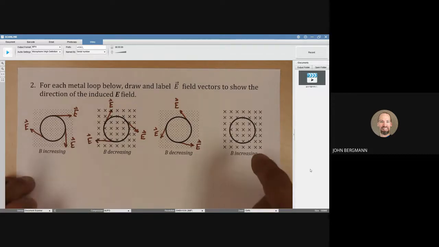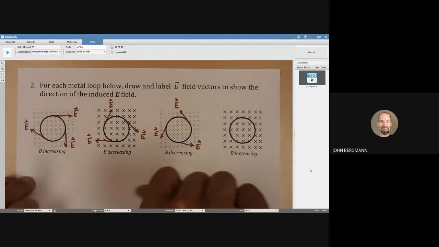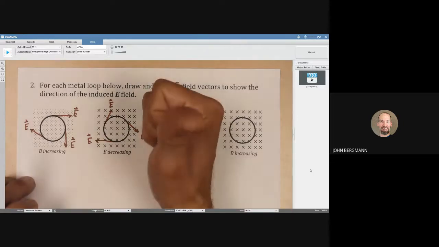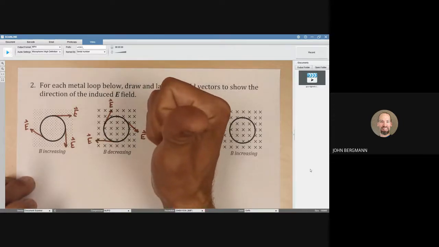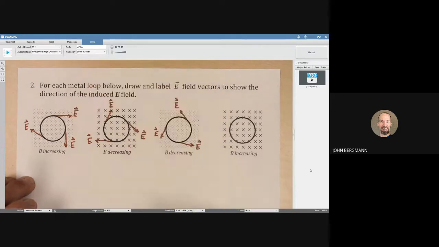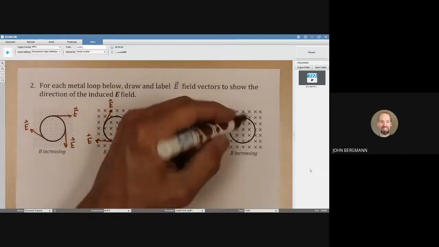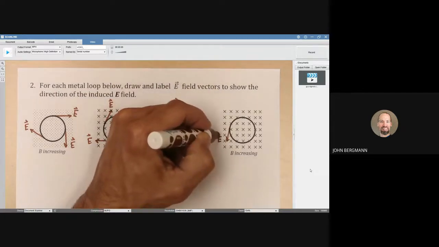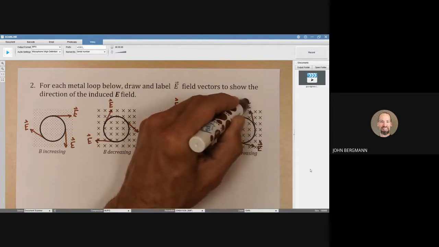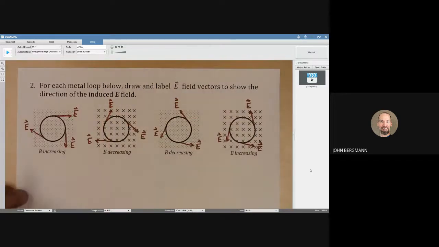Last one. Here we have the magnetic field directed into the page, and it's increasing. We're getting more and more magnetic flux into the page, and we're going to fight that change with our thumb by pointing the thumb up. And I think, again, we're going to end up going counterclockwise for this one. Tangent to the loop at every point.